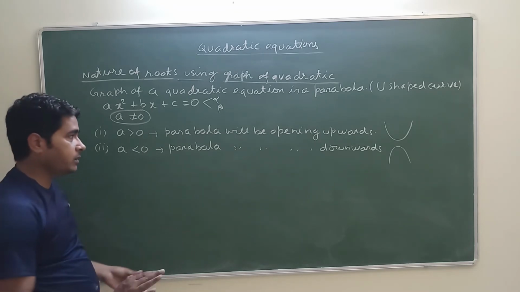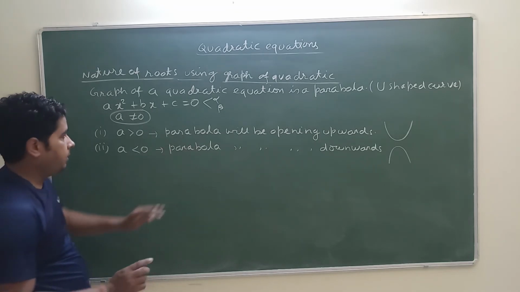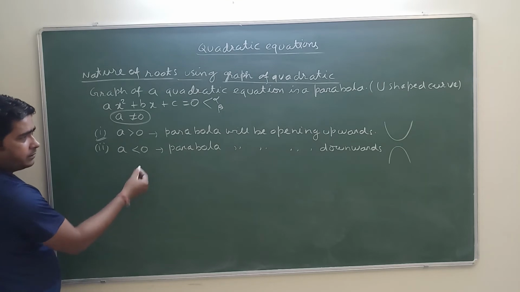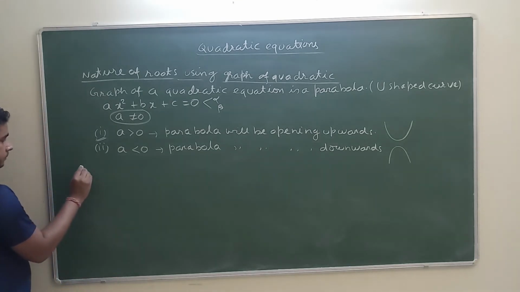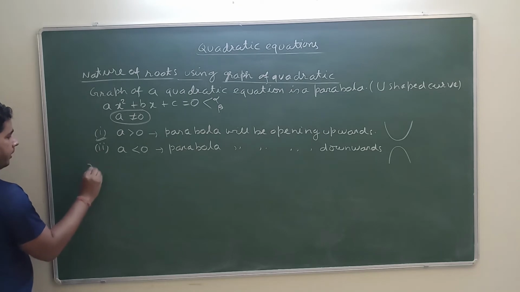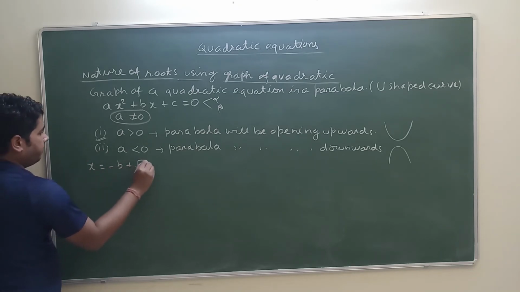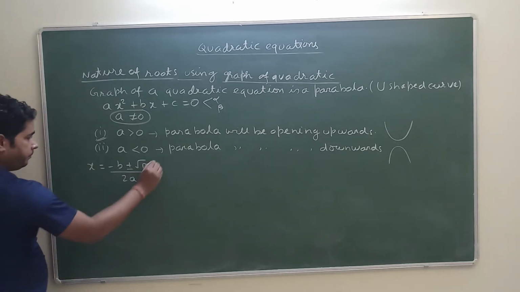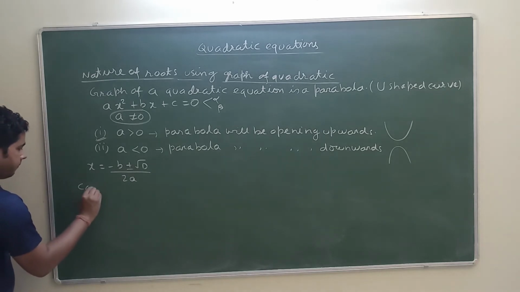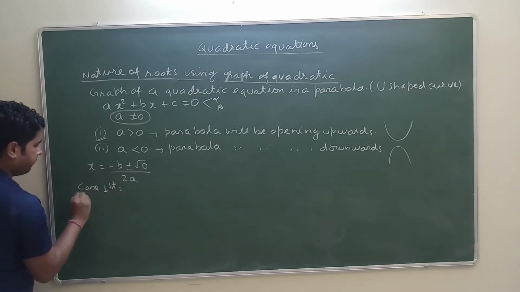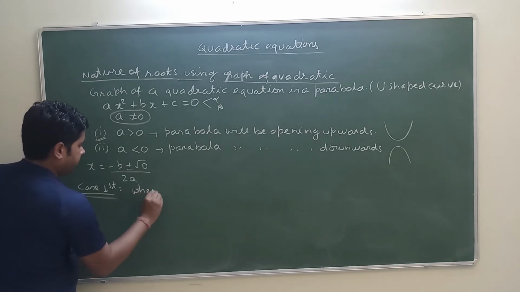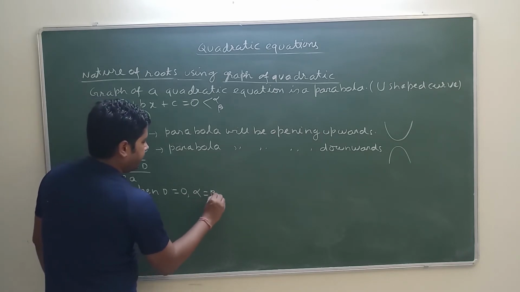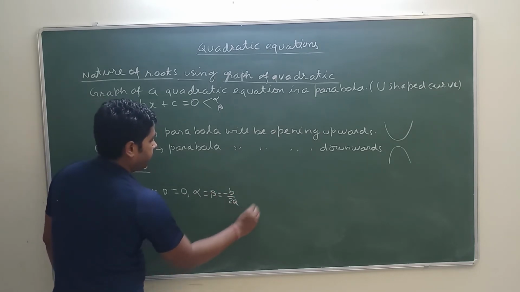Now, let's discuss those three cases with this situation. So I am going to discuss with this only, because these two are the same cases. So first case, for this equation, the value of x is minus b plus minus root d divided by 2a. Case 1: when d is equal to 0, alpha and beta will be minus b upon 2a.